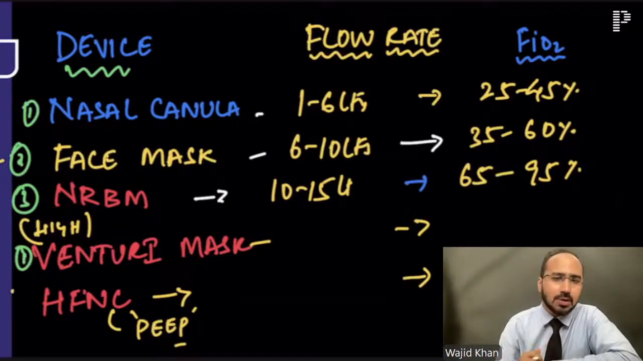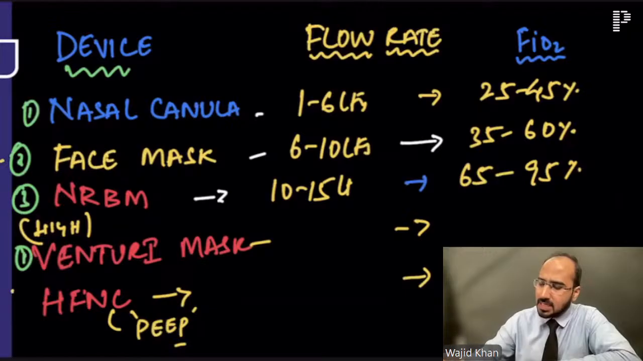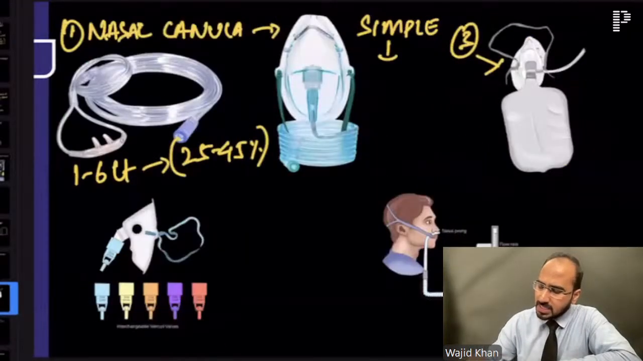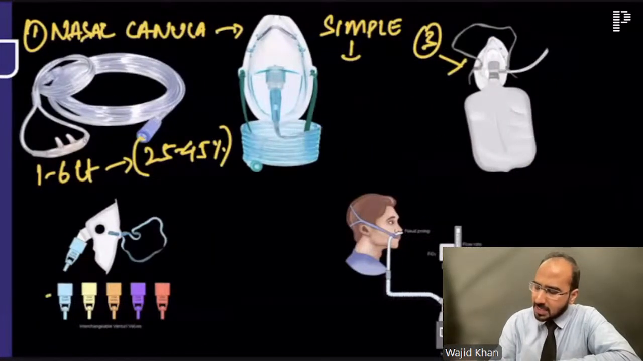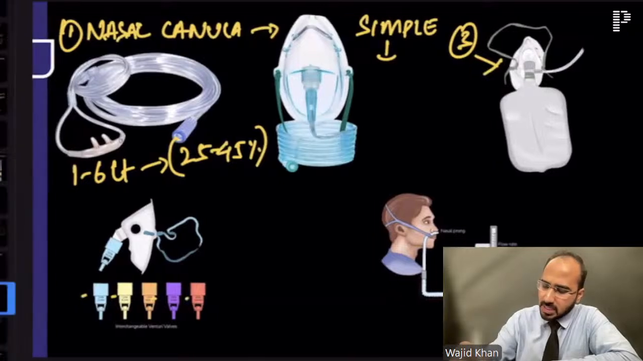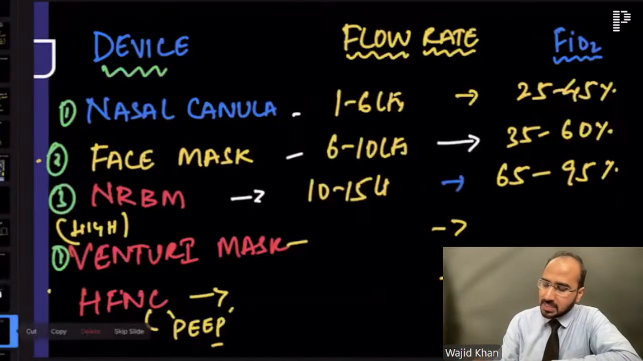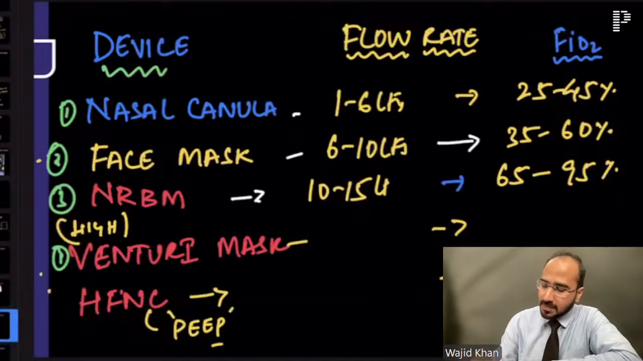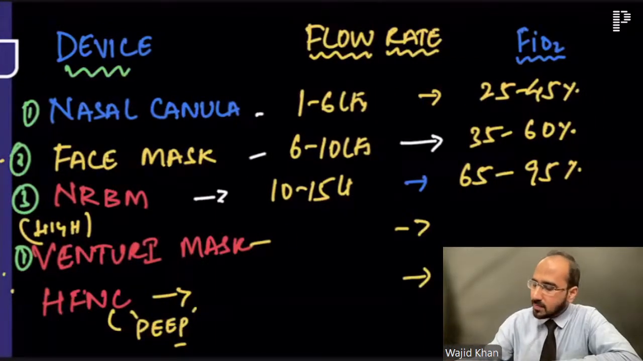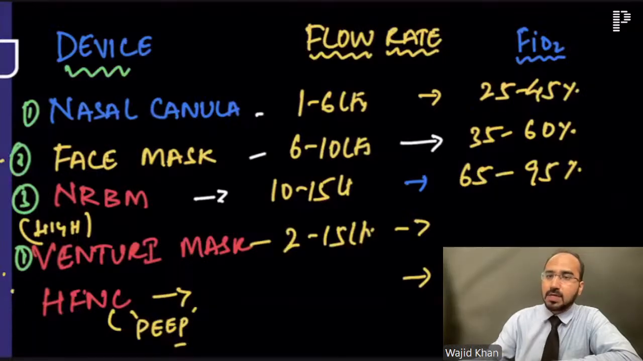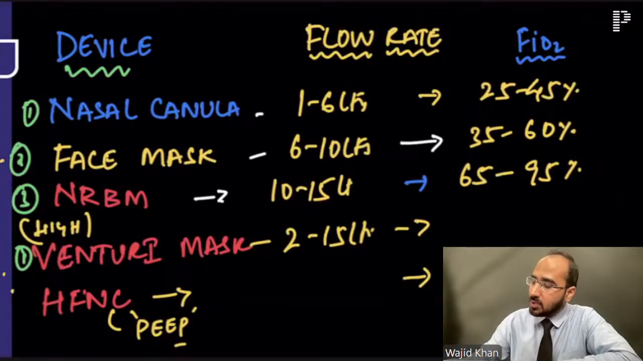In high flow, there are two types. One is called a Venturi mask. Remember, with the Venturi mask, you will have some colors on the mask, guys. If in the MCQ they have given you a mask with colors, that is usually the Venturi mask. The Venturi mask will supply 2 to 15 liters of oxygen. We can achieve an FiO2 of 24 to 60%.